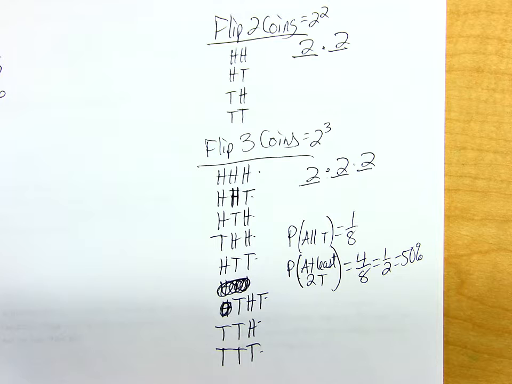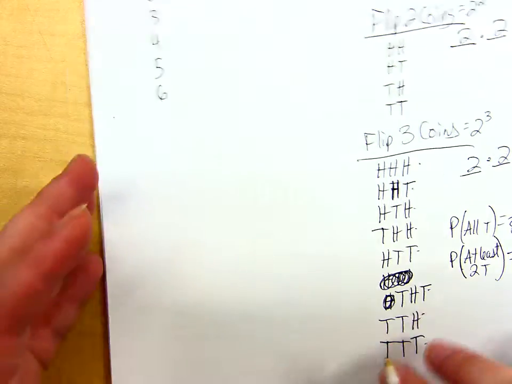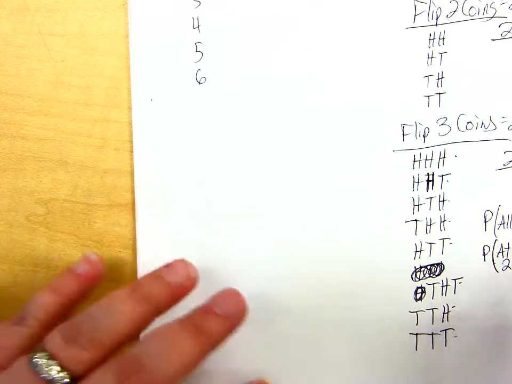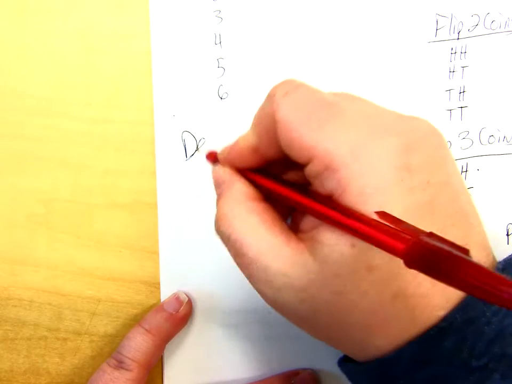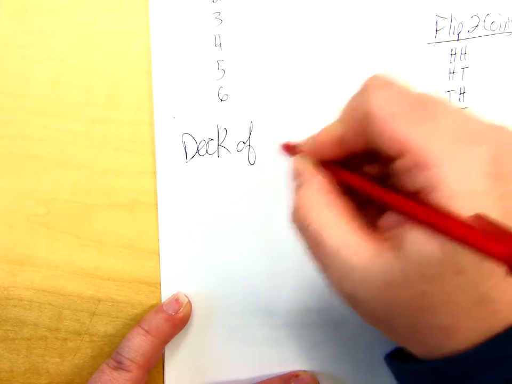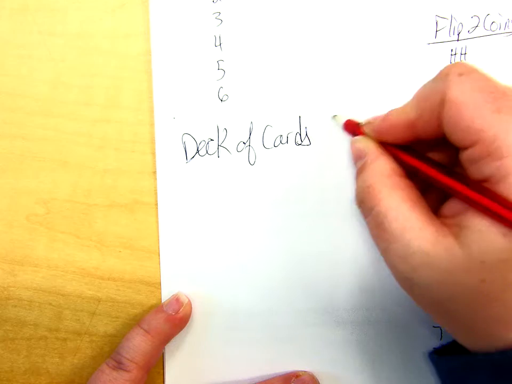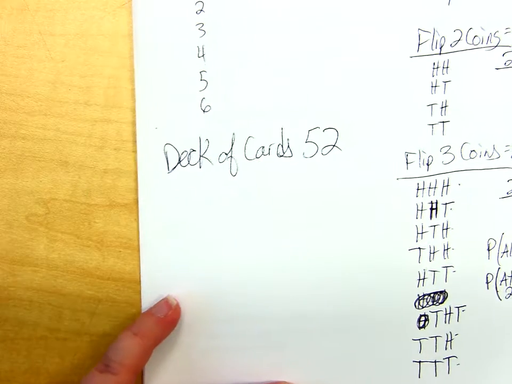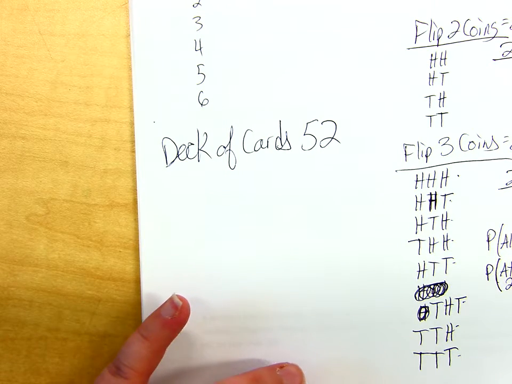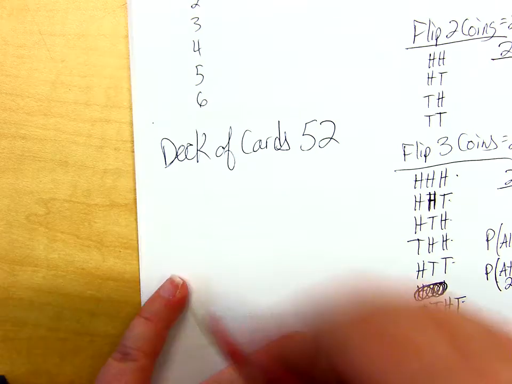Okay. The last thing that I want to talk about before we move on to odds: some of you are not as familiar with decks of cards as I would like you to be. So, we're going to talk about cards. In a deck of cards, there's 52 total cards, and you have 4 what we call suits.